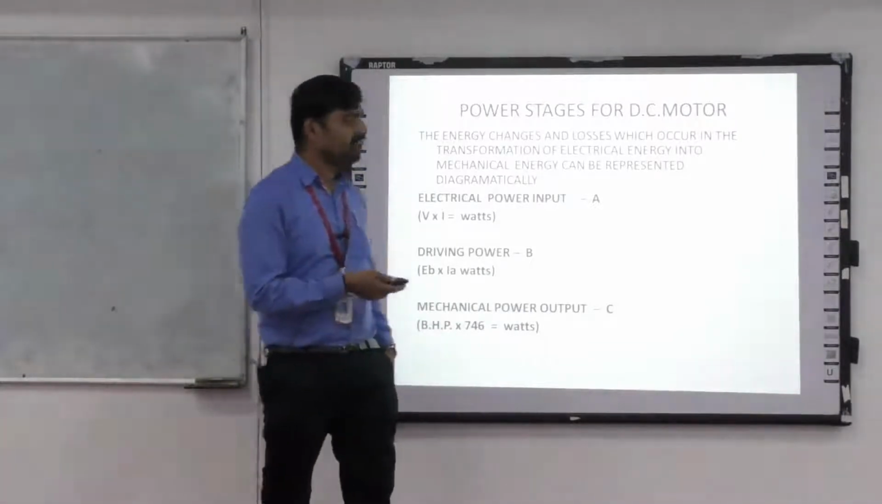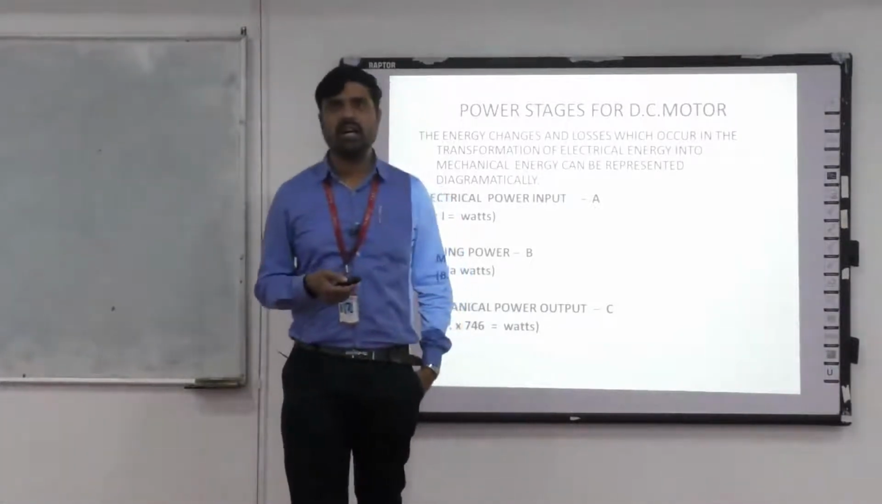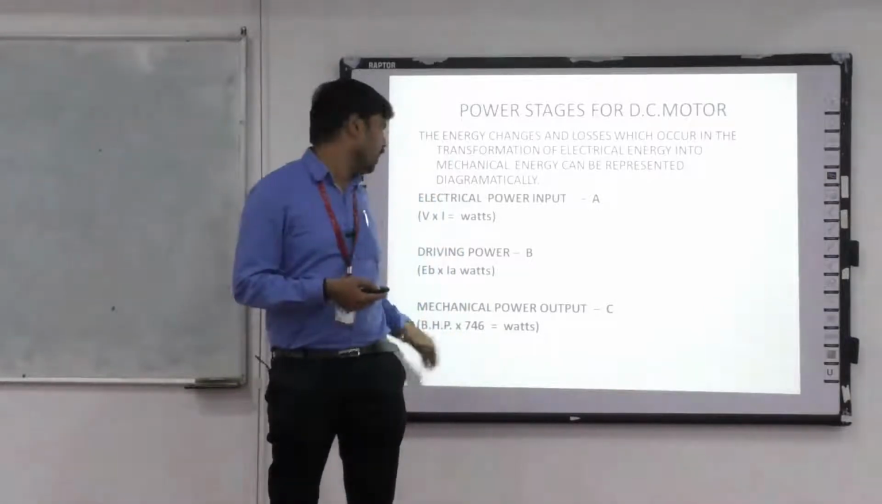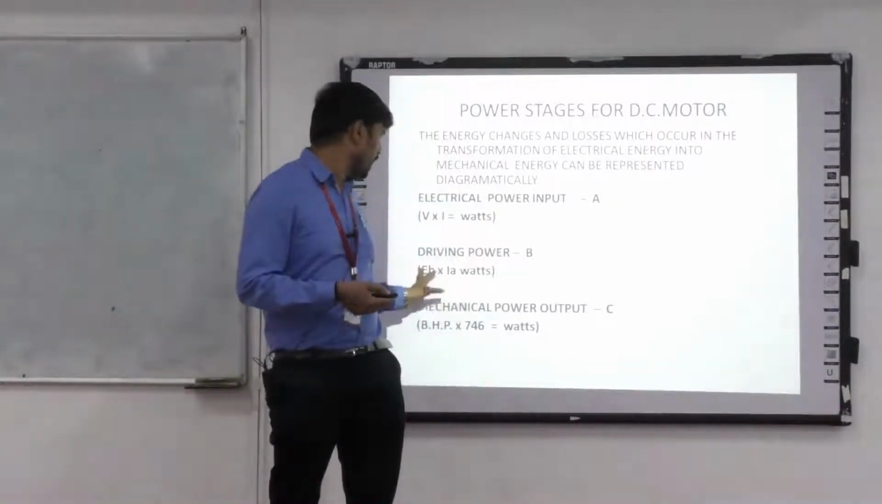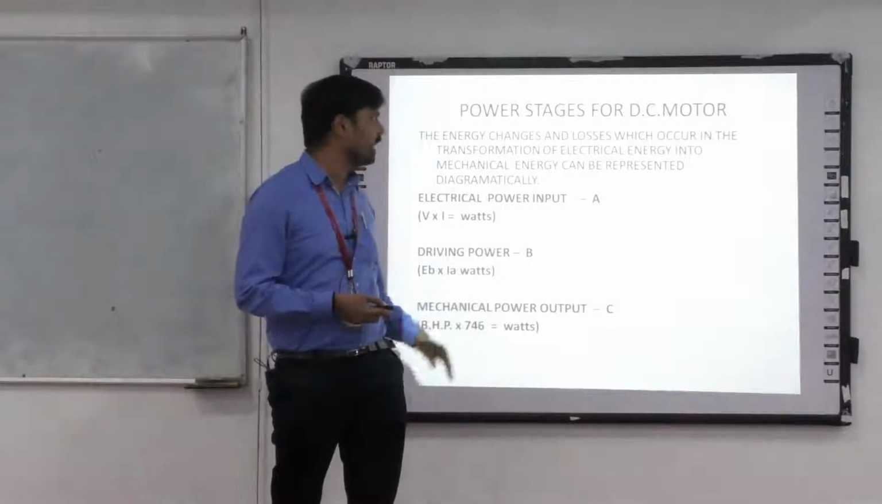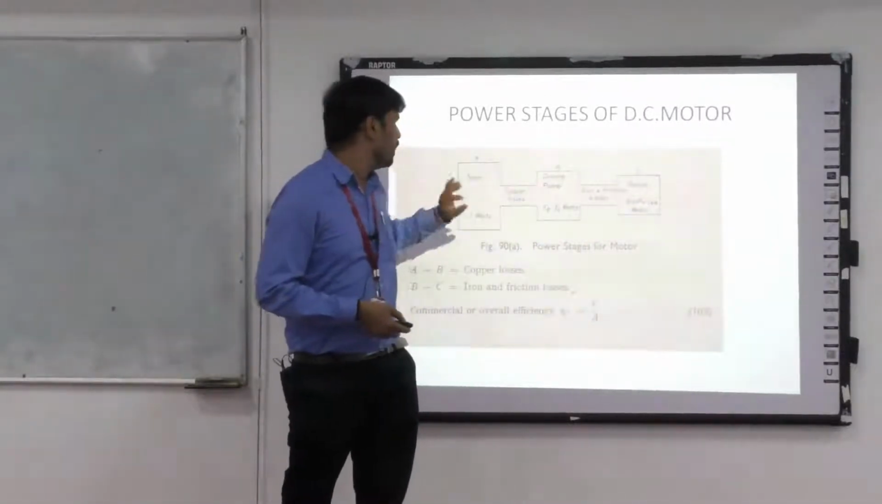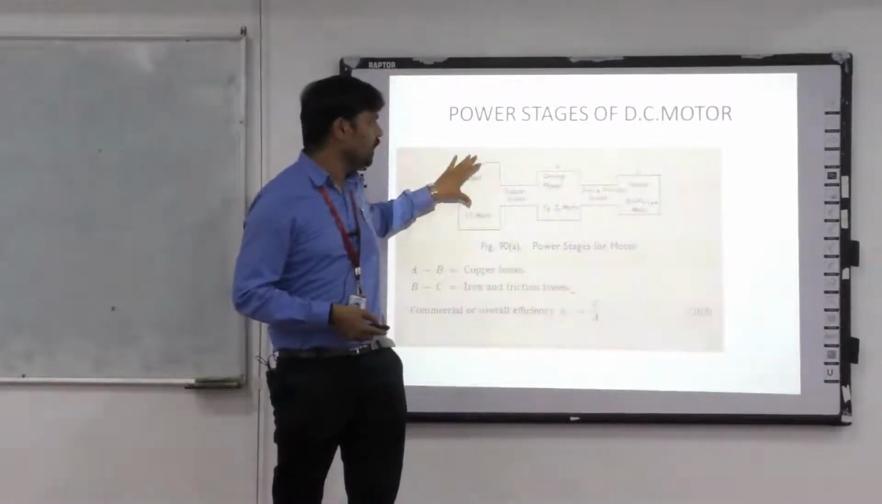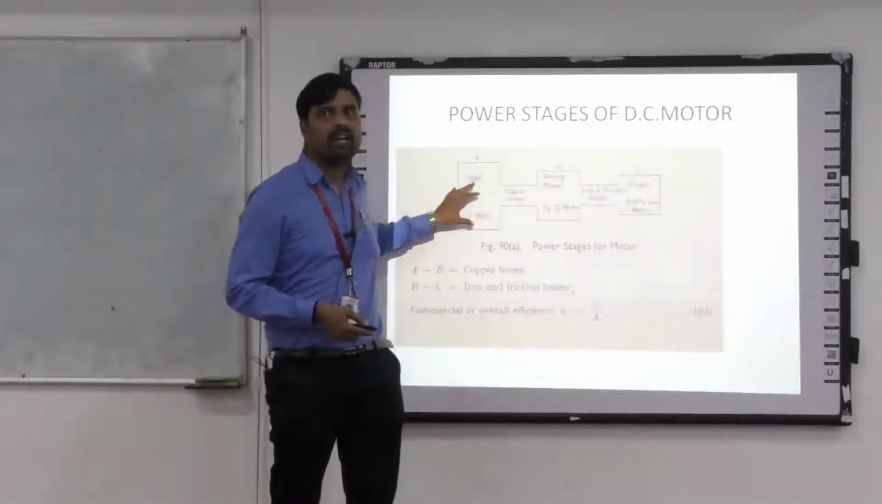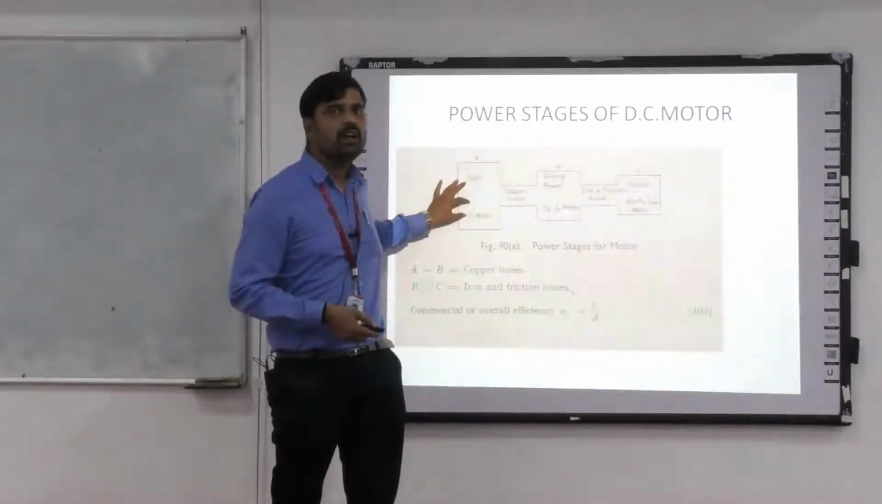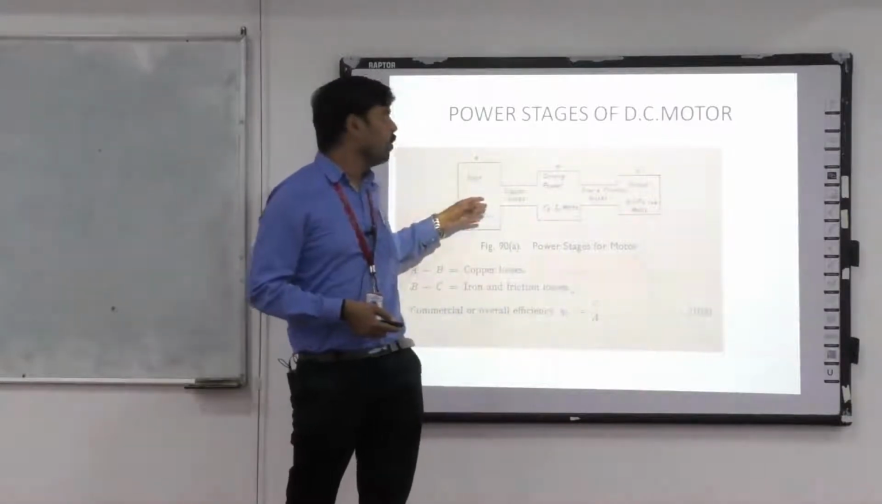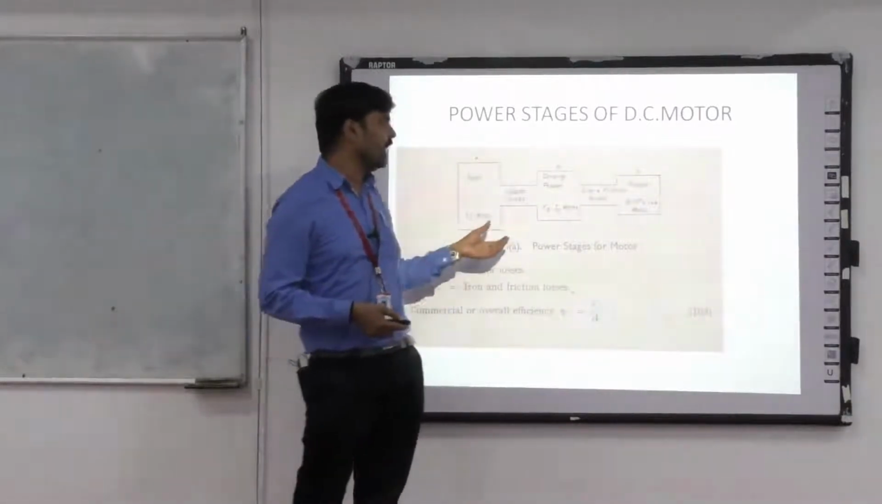Right? So the power stages of a DC motor are divided into 3 categories: electrical power input, driving power, and mechanical power. We see here A, B, C. This is the input given to the motor. Input is electrical energy, so voltage and current. When we give an input, what happens in the motor? We create a driving power.